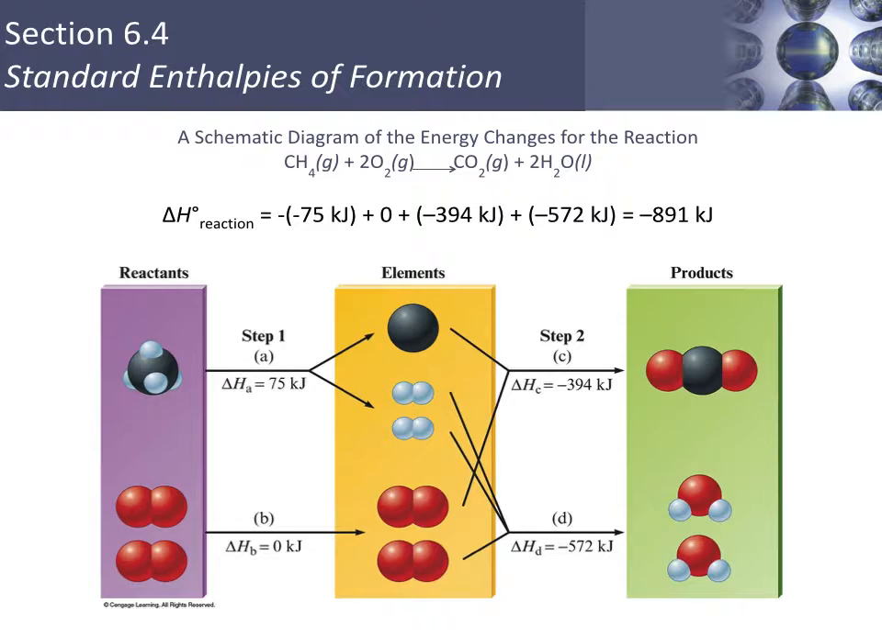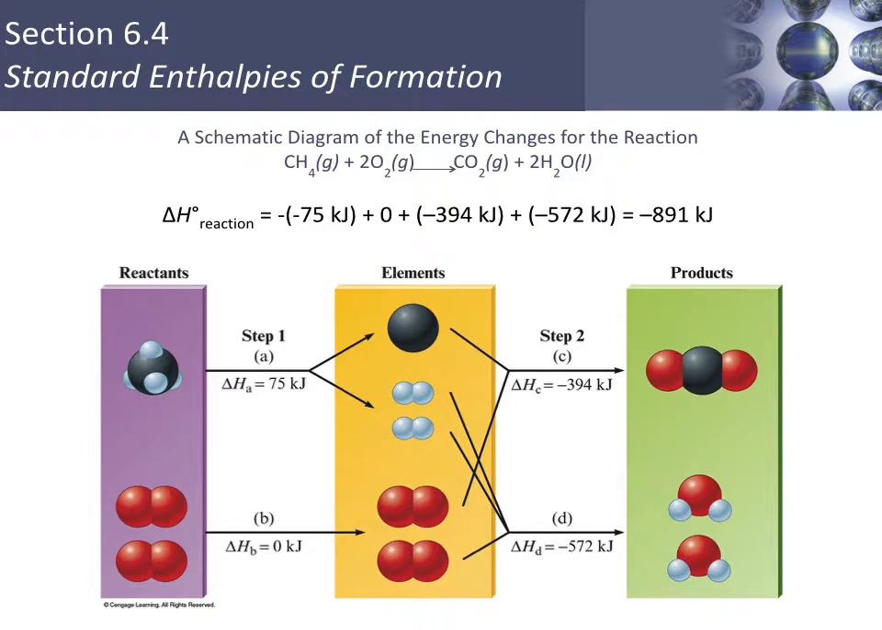And if we were to break that down into the individual steps, then we could get a little bit more information. So starting with the reactants, we have methane, that's CH4, and if you look at step 1A, you can see that the change in enthalpy for methane going from CH4 to its individual elements, that's carbon and 2 sets of H2, would require 75 kilojoules of energy, right? We're going from methane to its individual elements. That needs energy put into it to break apart those bonds.